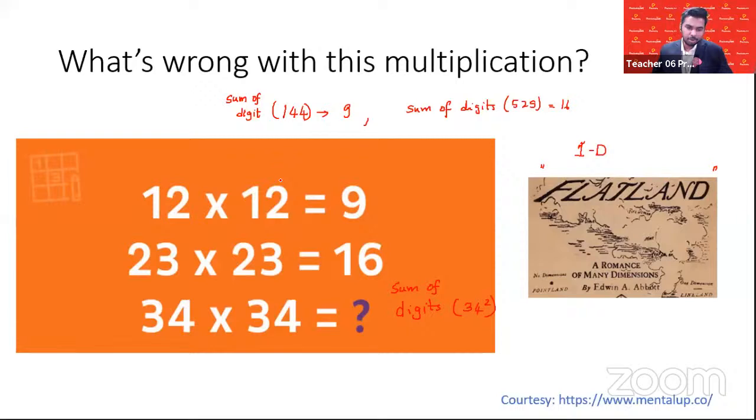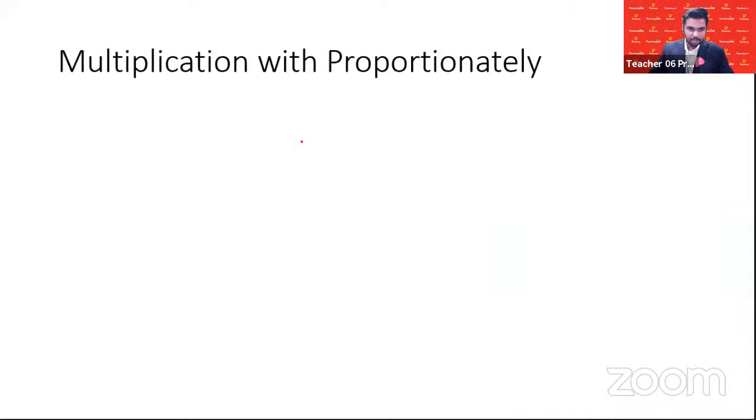12 squared, we are not finding the actual answer, but you are finding some kind of sum of digits of that. So we'll explain more about this in a later lecture. So let us see a continuation of the multiplication that we did in the last class.